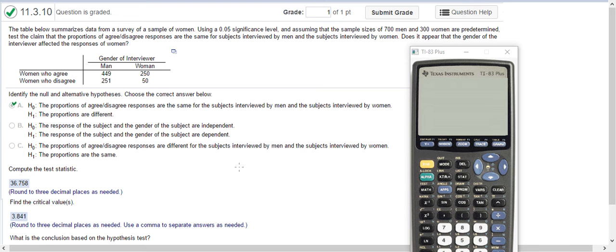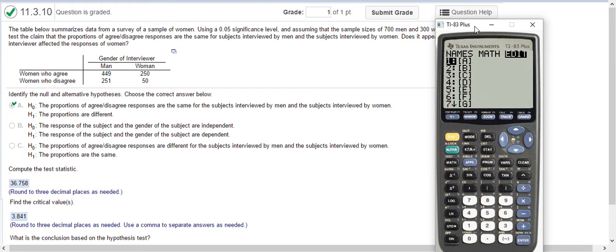Alright, for this question we're going to use a little bit different area of the calculator than we've used before. We need to recreate this table. So that's the first thing I want to do. I'm going to go into second matrix, and matrix is right above the x to the -1. I'm going to edit matrix A.